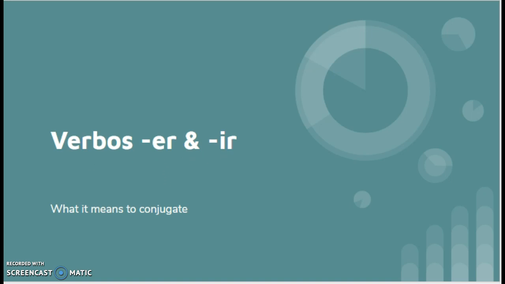So remember, we've already learned how to conjugate los verbos AR. So this is about the other two types of verbs in Spanish.